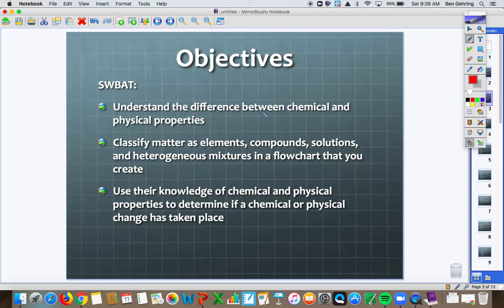You're going to understand the differences between chemical and physical properties, so two ways we talk about matter. We're going to be able to classify things as elements, compounds, solutions, and heterogeneous mixtures according to what you're given and based on your information. And then you're going to use your knowledge of chemical and physical properties to determine if a chemical or physical change has taken place. So we're going to talk about changes to matter as well.